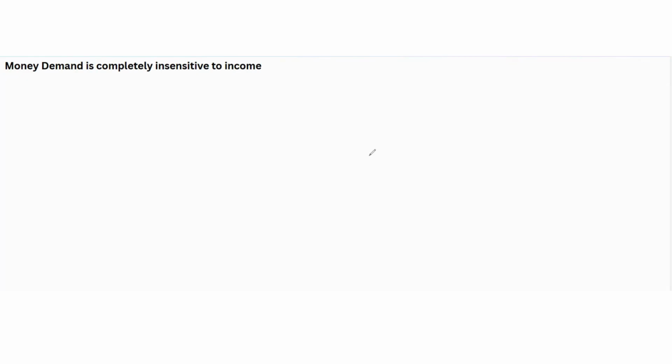We were looking at special cases of the IS-LM model. We looked at case 1 and 2. We want to now look at case 3, where money demand is completely insensitive to income, and we want to look at what this implies for the LM curve.